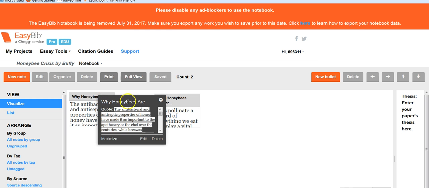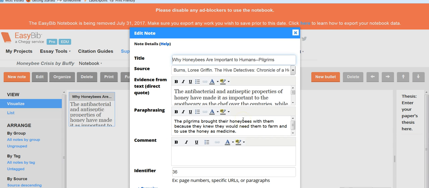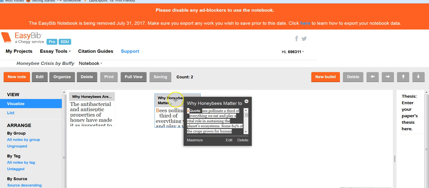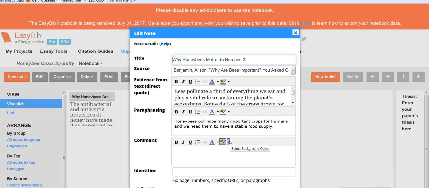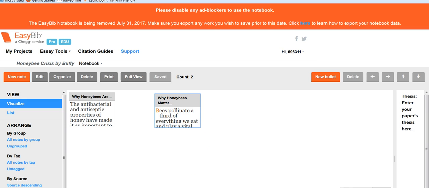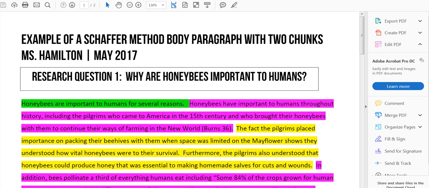If I look at my notes, then I can go back and see what I've learned in my research. And I can decide what I want to use. And now I'm ready to begin writing. So I'm going to close that out. Let's go back to our document.